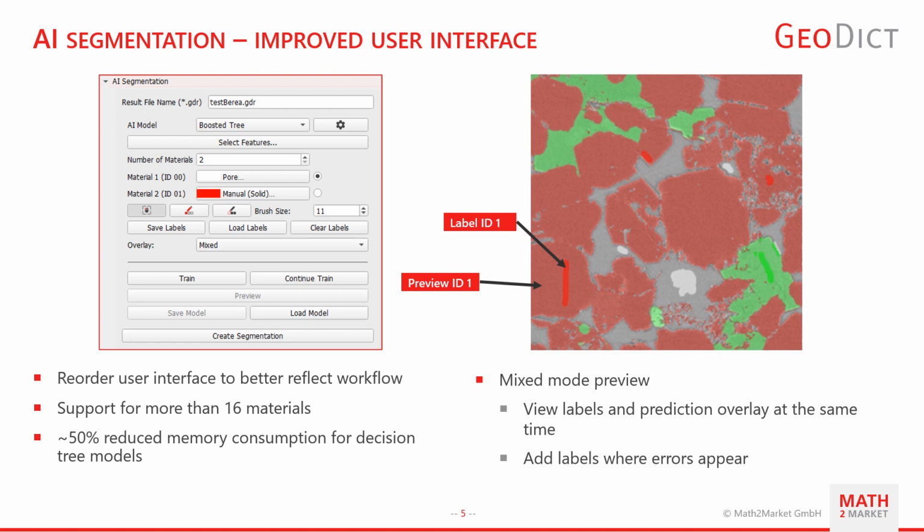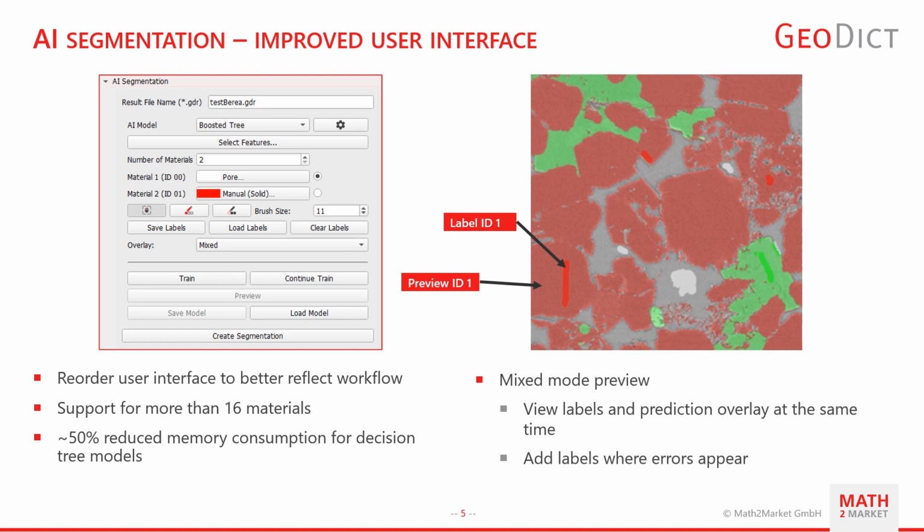Let's have a look at the AI segmentation. We introduced the AI segmentation in GeoDict 2021. Since then, it has helped in many applications where classical image segmentation methods struggle, such as, for example, FIB-SEM images. We received a lot of positive feedback and suggestions on what could be improved to make it even more helpful. The first few improvements we incorporated in GeoDict 2023 are displayed here.